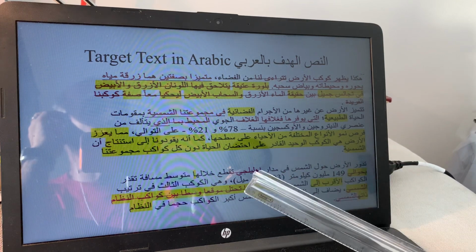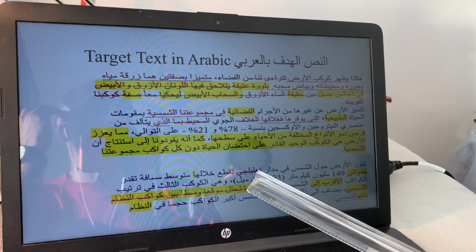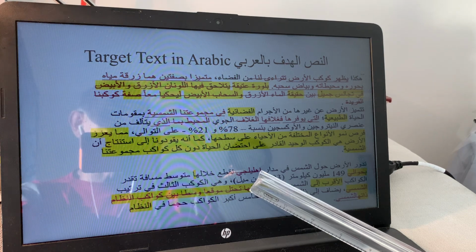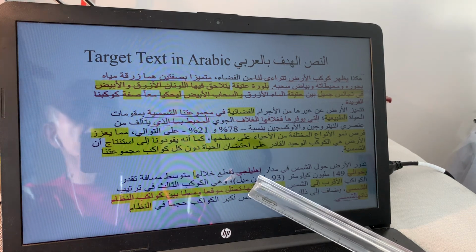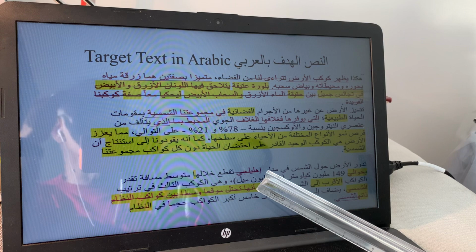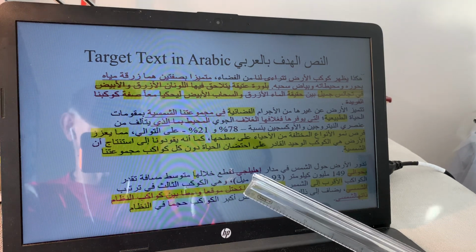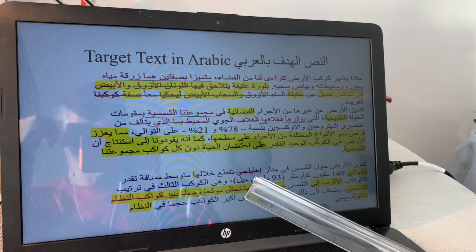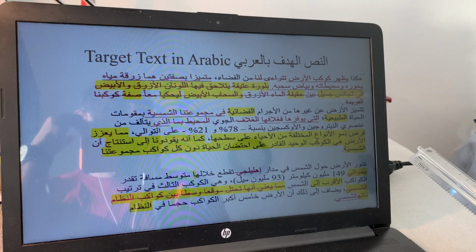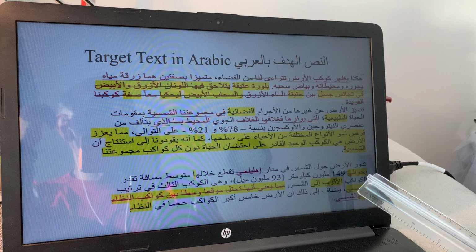I like the word مدار إهليلجي, which means that the translator knows more. Orbital, which is not oval orbit. I think the word oval is not necessary, but there's no harm in adding it. So that's okay. But then we have تقدر بحوالة.